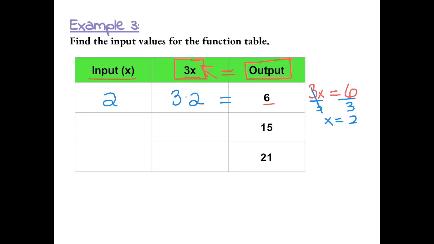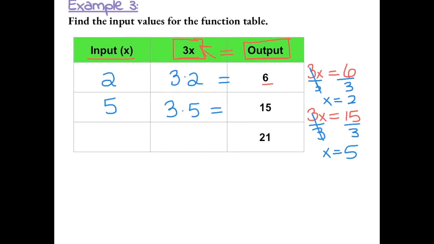My next output is 15. So again, we're going to use our same function rule, 3x, and set it equal to our next output, 15. If I were to solve this for x, we would divide both sides by 3, and we get x equals 5. So my next input would be 5. Let's check by plugging it into the function rule. 3 times 5 does equal 15, so that's correct.